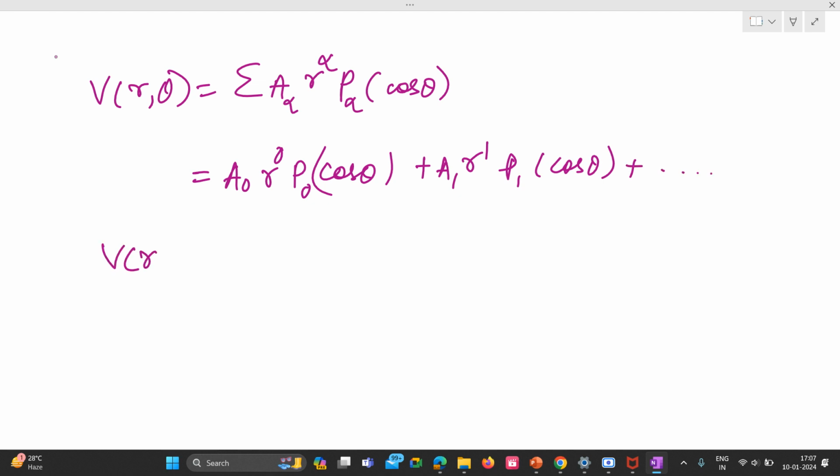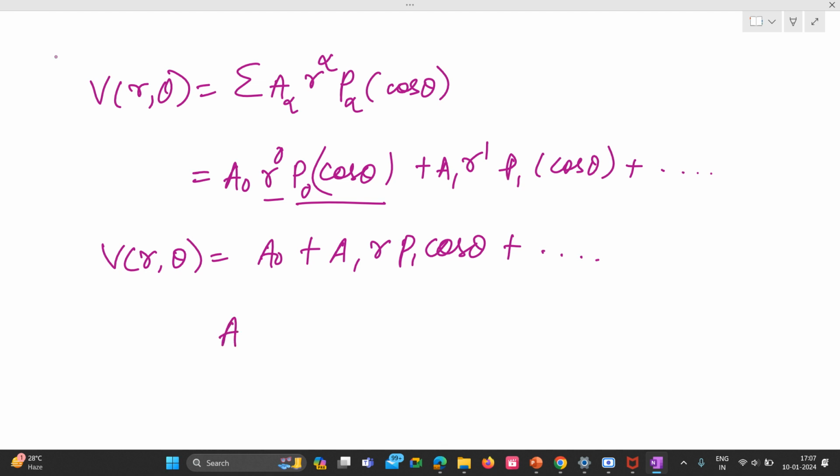So V(r, theta) is what? V(r, theta) is A0, because r to the power 0 is one and P0 is also one, plus A1 r P1 cos theta, plus it will go on and on. So the potential at the center is only decided by A0. So we have to find A0. If we can find A0, we can do it.